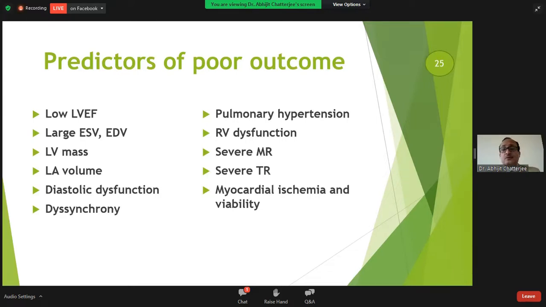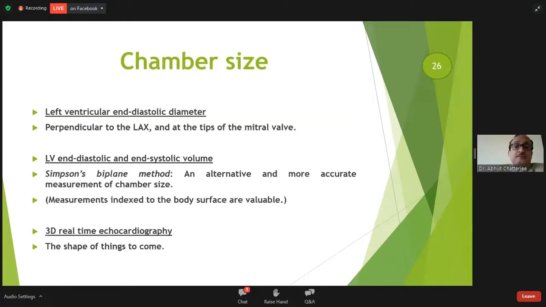The various grades of diastolic dysfunction. As the disease progresses, the diastolic dysfunction progresses and portends a bad prognosis. Dyssynchrony, pulmonary hypertension, right ventricular dysfunction, severe MR, severe TR, and the absence of myocardial ischemia and viability. All of these will indicate poor prognosis. I will demonstrate some of the echocardiographic features associated with each of these predictors.